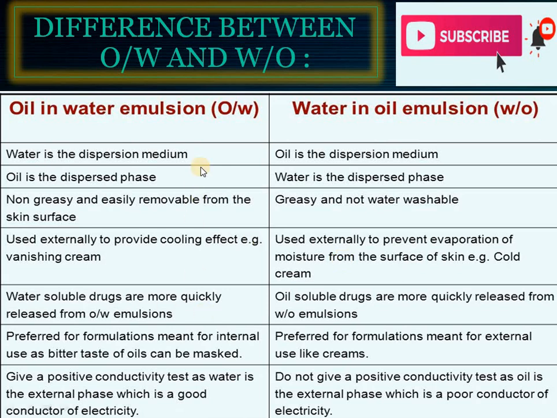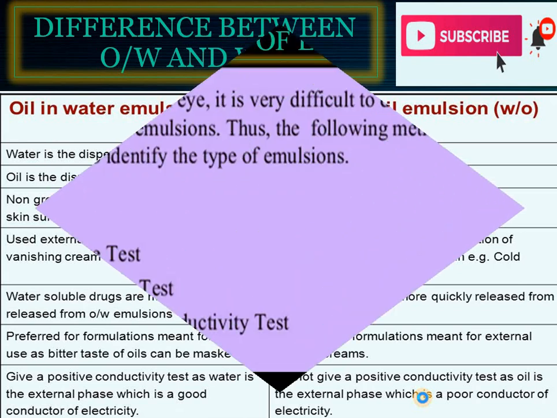Here I can say simply that the dispersion medium is the one present in large quantity. So here water is dispersion medium, here oil is dispersion medium, here oil is dispersed phase, here water is dispersed phase. It is non greasy, it is greasy. It can be diluted by adding water, it cannot be diluted by adding water. Water soluble drugs are easily released in this type of emulsion. Oil soluble drugs are quickly released from this type of emulsion. It is a good conductor of electricity, and it is a bad conductor of electricity as oil is present in large quantity.